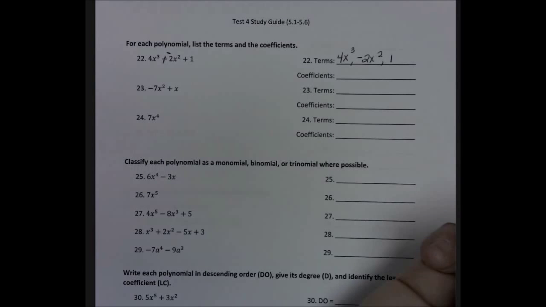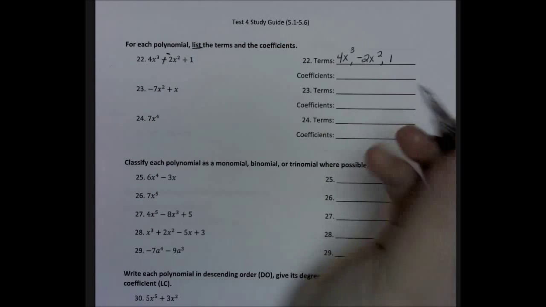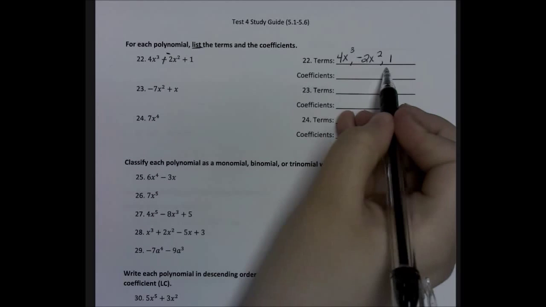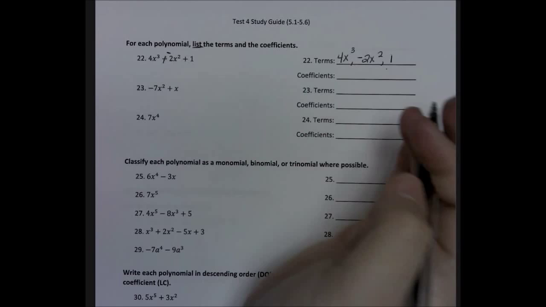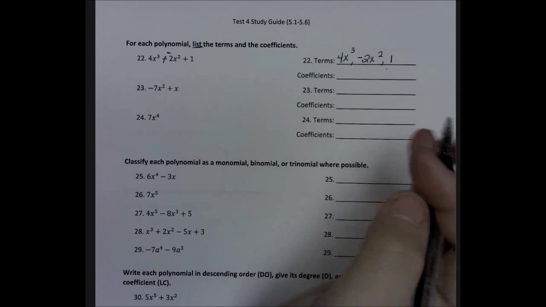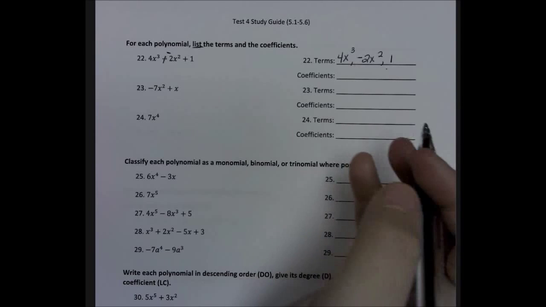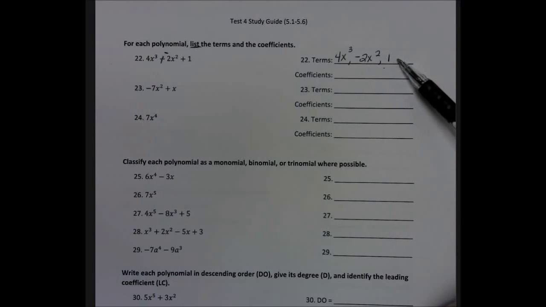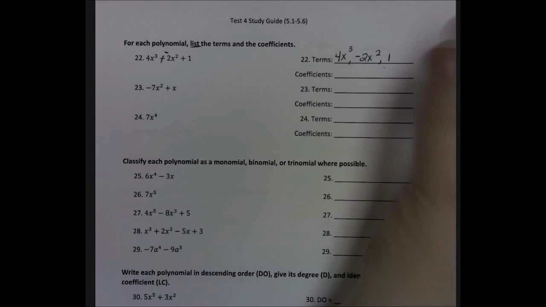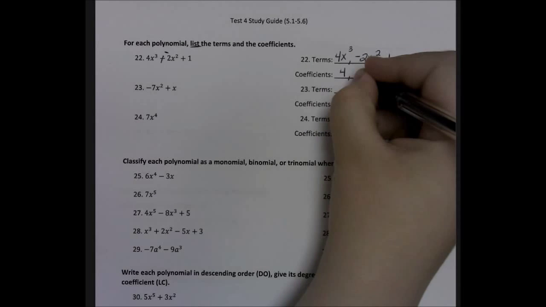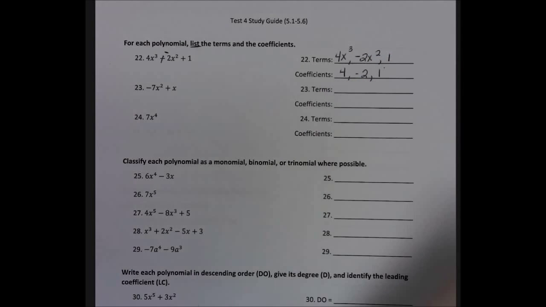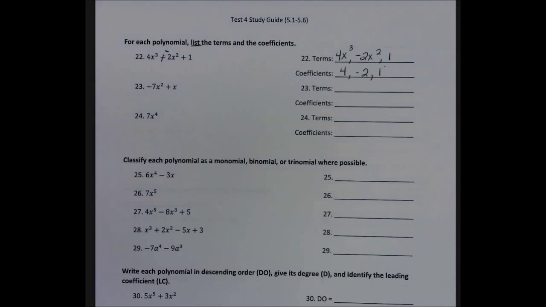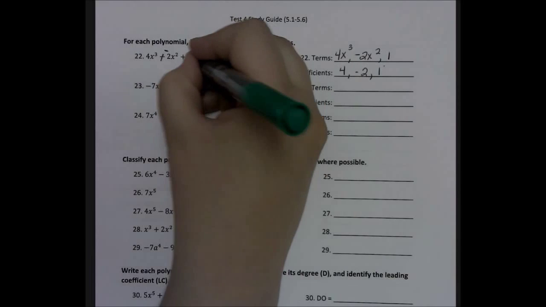Remember, when they're asking you to actually list the terms, you should separate those terms with commas. And then when they ask you for the coefficients, you will have the same number of terms as you have coefficients. So since there are 3 terms here, I should have 3 coefficients. So I should have coefficients of 4, negative 2, and 1. Remember, on this 1 here, there isn't a variable written, but it's understood to have an x to the 0 at the end.